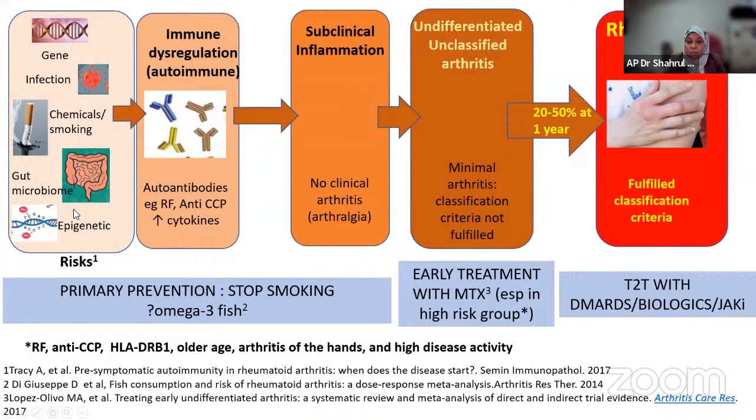Okay, so if you understand the progression, you have to determine at what stage the patient presents to you, whether it's the at-risk stage, subclinical stage, or undifferentiated, meaning very minimal symptoms but not fulfilling the criteria. Okay.